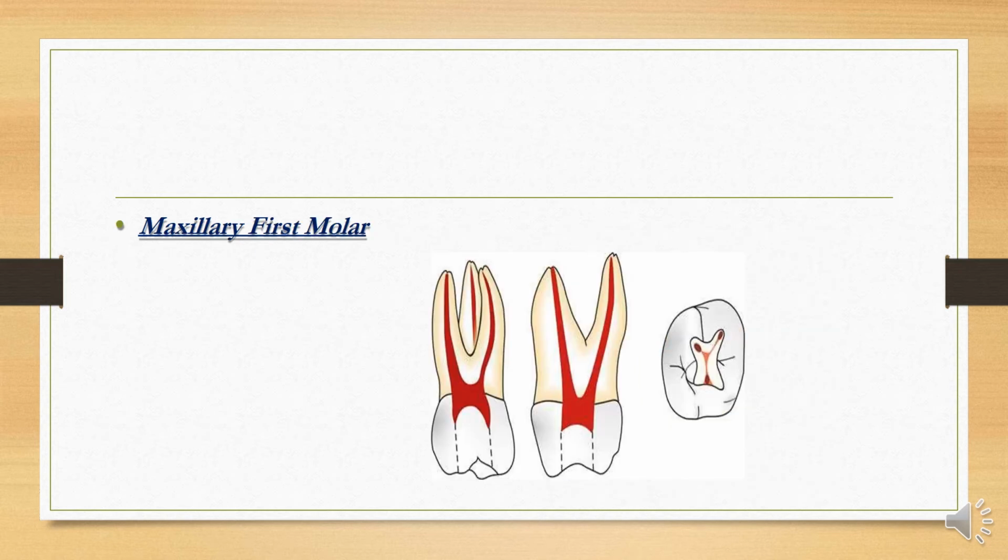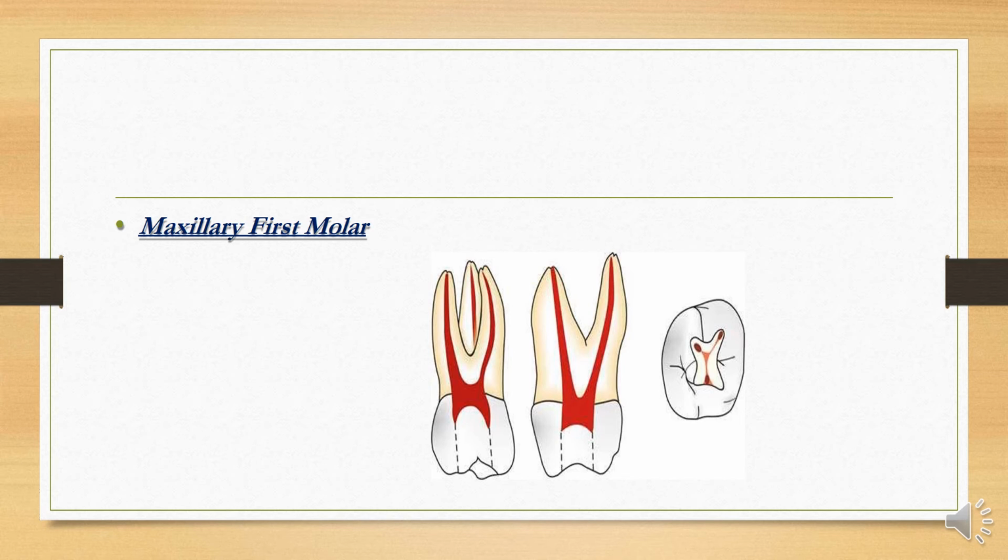Again, the canals for the maxillary first molar. The maxillary first molar has three roots with three root canals. The three root canals are the mesiobuccal, the distobuccal, and the palatal. There are variations seen in the mesiobuccal canal. That is, there can be a second canal located in the mesiobuccal root, that is the MB2 root canal, and usually in 22% of the cases there can be a formation of a second mesiobuccal canal.